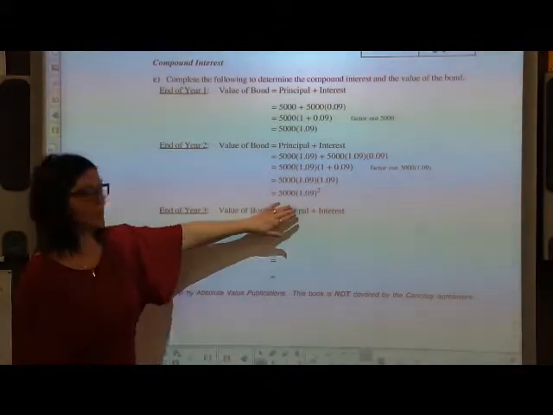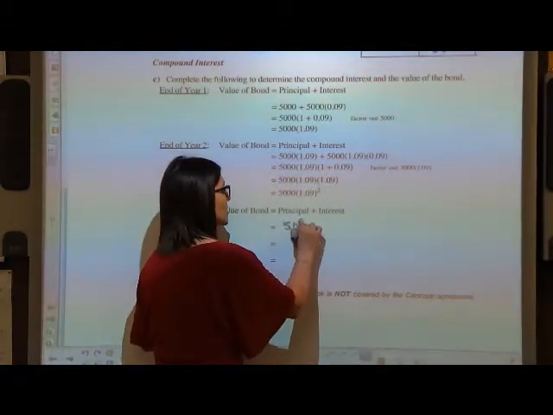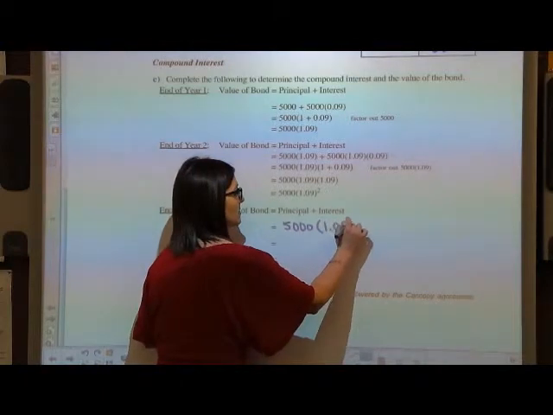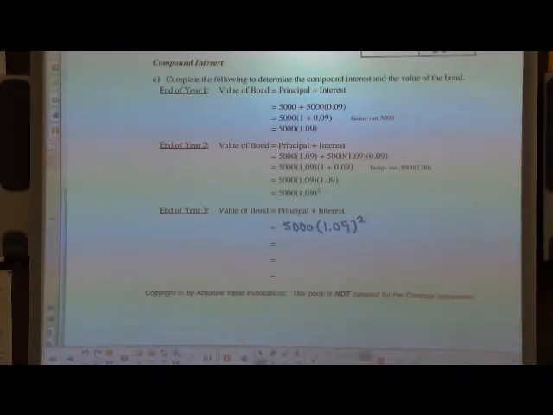In year 3, I take the principal amount that I have now, which is from the end of the second year, which is this amount. This 5,000 times 1.09 squared.